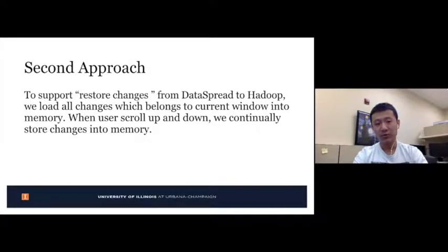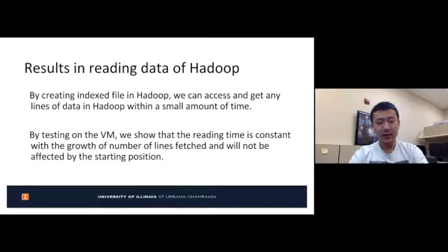Secondly, to support restoring changes from DataSpread to Hadoop, we load all changes which belong to the current window into memory. When users scroll up and down, we continually store changes into memory. It is very fast due to in-memory operations and only requires a little memory space since users may not view all data. Finally, we have some results for now.